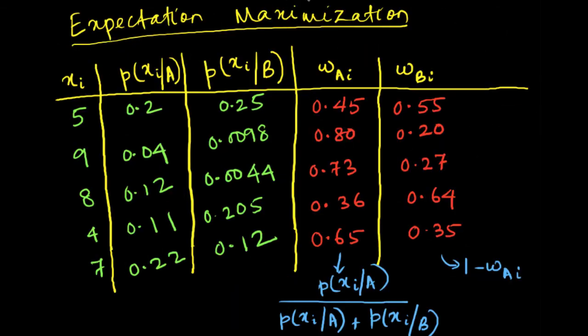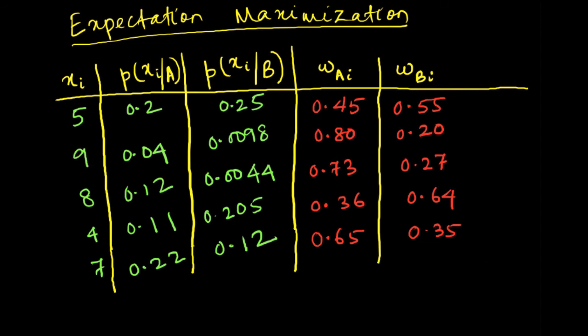In the expectation maximization algorithm, we are not going to discard anything, but rather what we are going to say is that the theta a for the first iteration is 5 into 0.45 plus 9 into 0.80 plus 8 into 0.73 plus 4 into 0.36 plus 7 into 0.65 divided by sum of all these weights multiplied by 10. 10 because these numbers are for 10 tosses. So that is how we get our estimate for theta A.